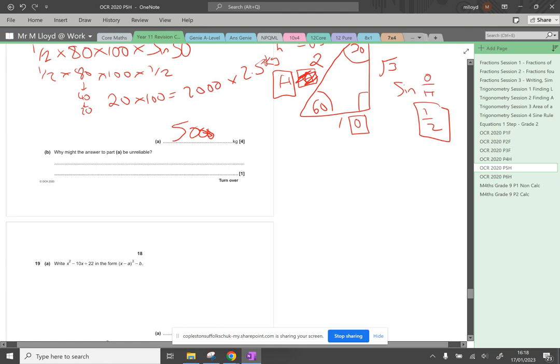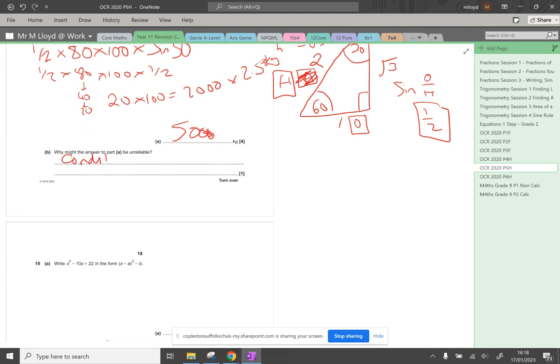Right, why might the answer to part A be unreliable? So the conditions for growing might not be good enough. So it might be too wet, might be too much sun.